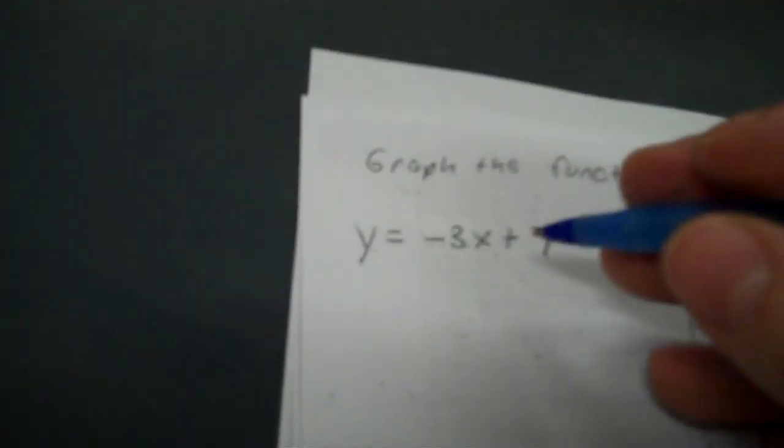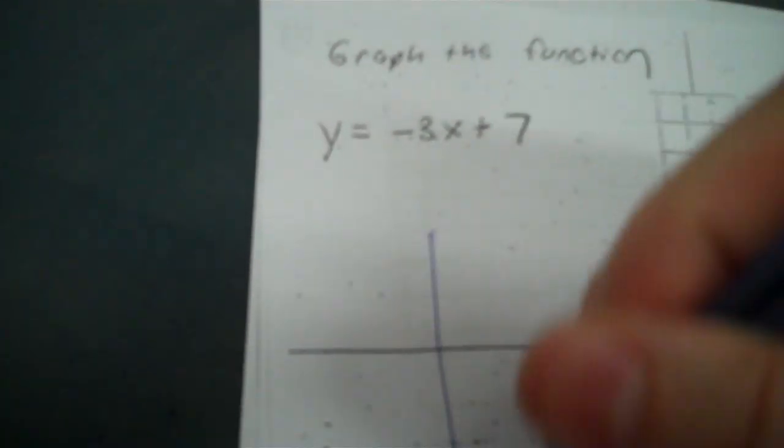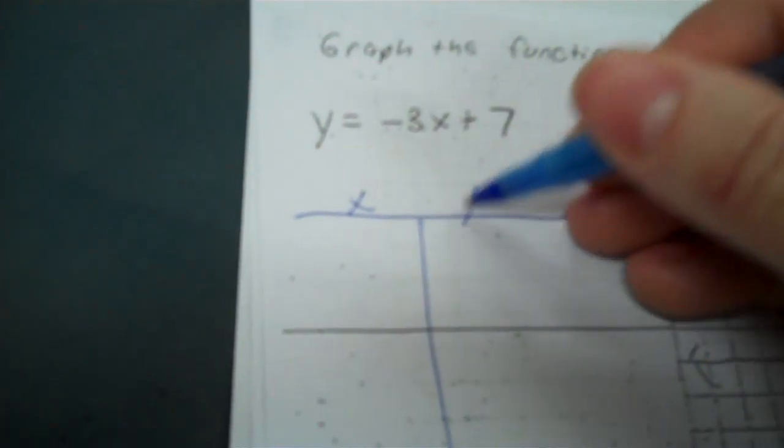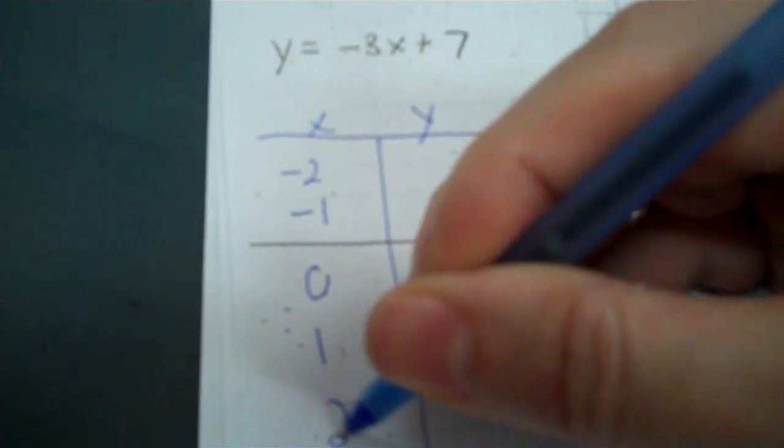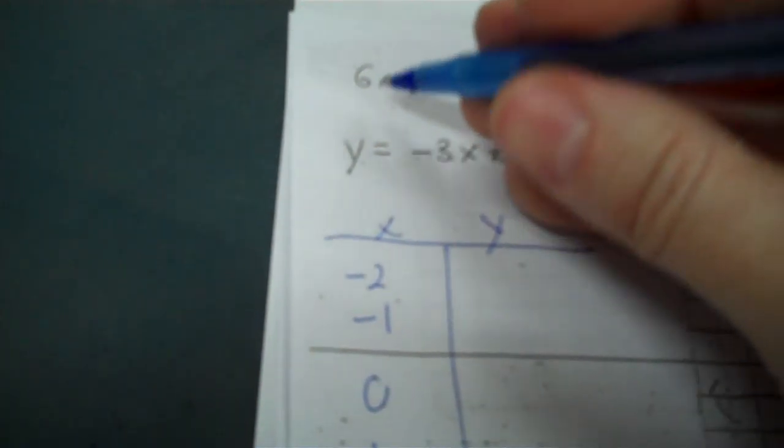Okay, now the next one, you're graphing the function. You have y equals negative 3x plus 7. Use your table. And you're going to insert negative 2, negative 1, 0, 1, 2. Now take your time when you do this, okay?